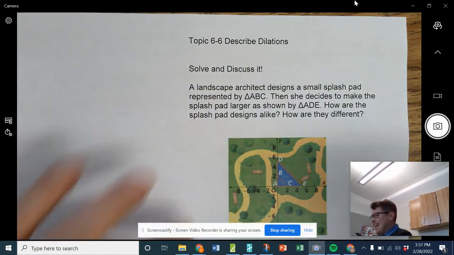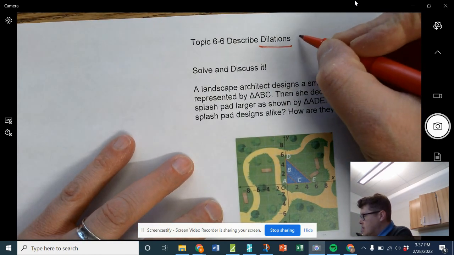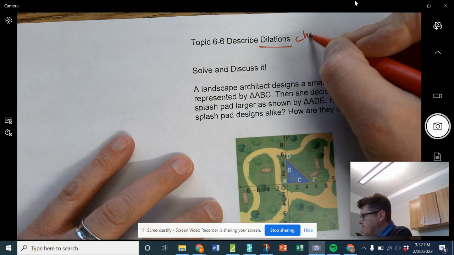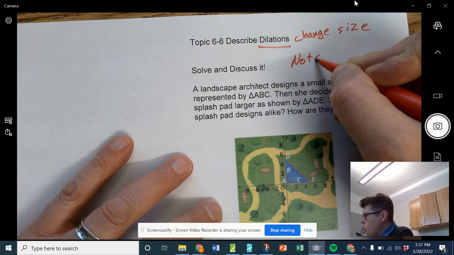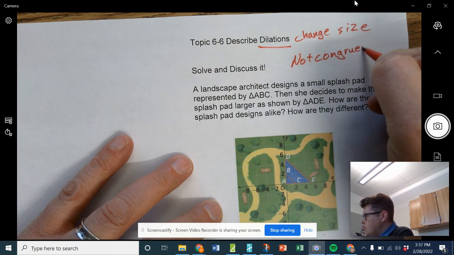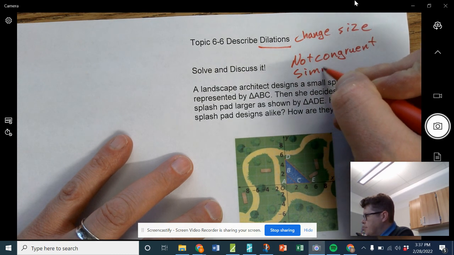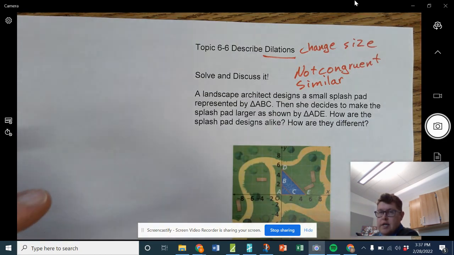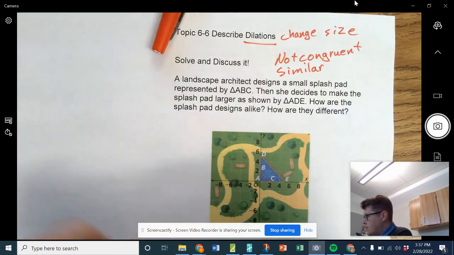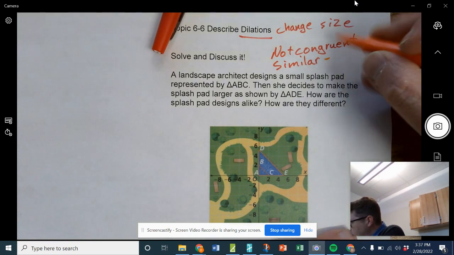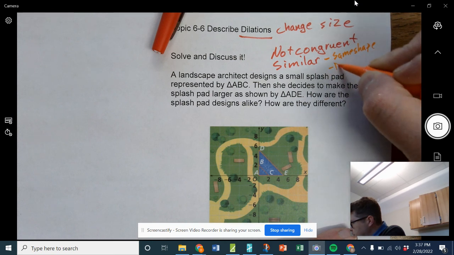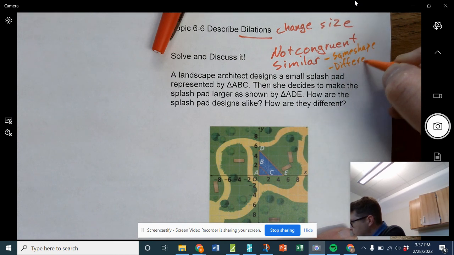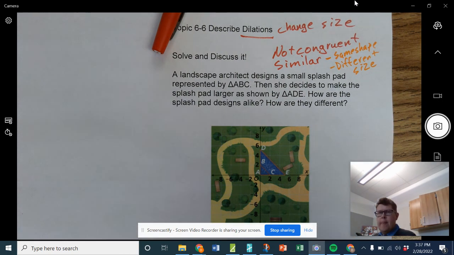Okay, we're going to talk about dilations today. This is when you change the size of something, right? So these are not going to be congruent. They're going to be similar. If they're similar, they're going to be the same shape, but different sizes, right? And different actually means in this case they're going to be in the same proportion as each other. Okay, so that's the idea here.